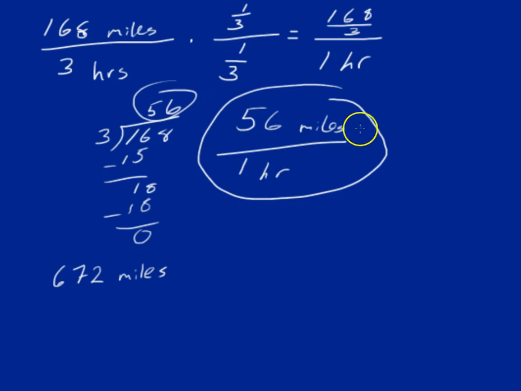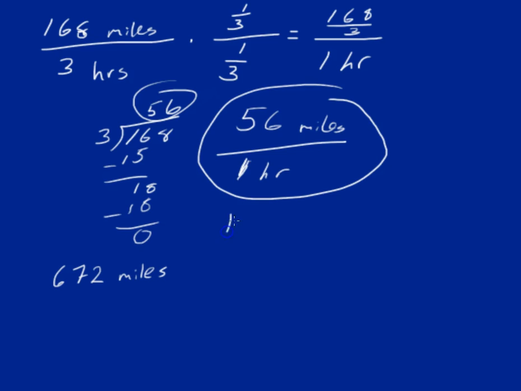You know that each one of these 56-mile chunks is going to take 1 hour. So when you figure out how many times you can fit 56 into 672, that's the same number of hours it's going to take, because each 56 miles is 1 hour. So we're just going to split this up into even 56-mile pieces.